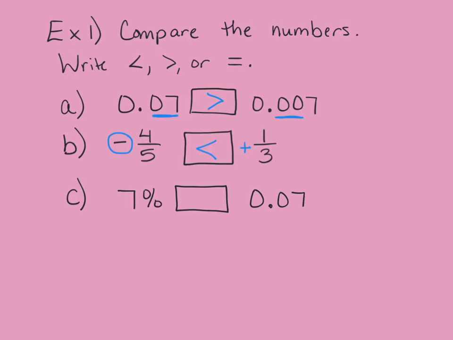For C part, we have 7% compared to the decimal 0.07. So when we're comparing, it would be easiest to look at them both as decimals. So let's change 7% to a decimal. If you don't see the decimal, it's behind the 7. And we're going to move 2 places left to go back to a decimal. 1, 2. So I need to fill in with a 0 as a placeholder. So I get 0.07 compared to 0.07. These are actually the same number, so they're equal, they're equivalent.